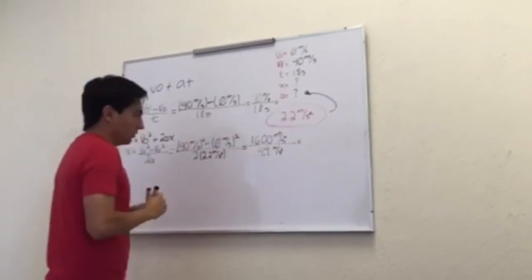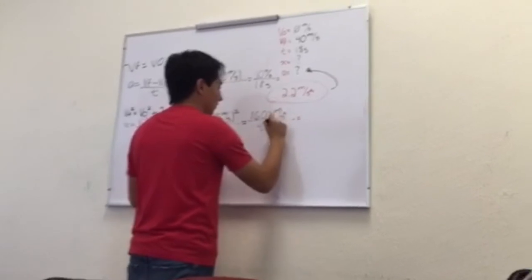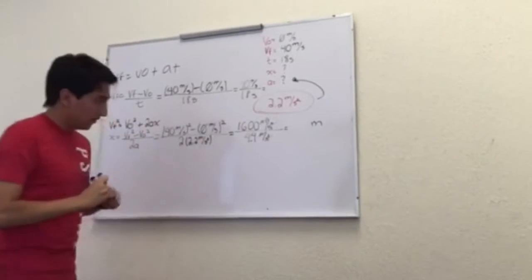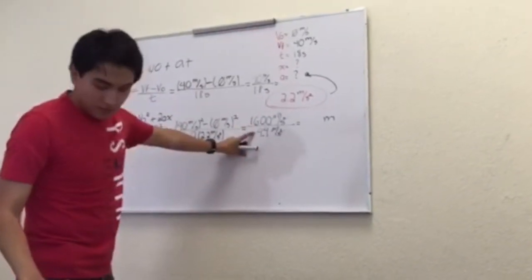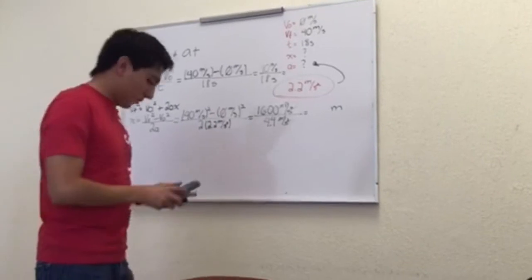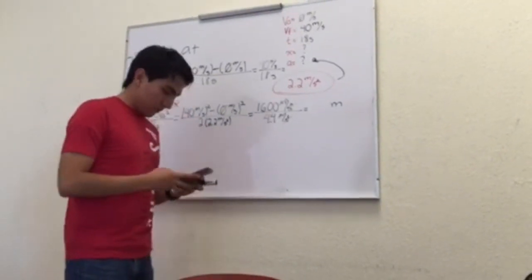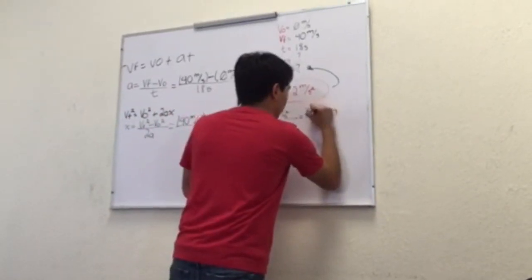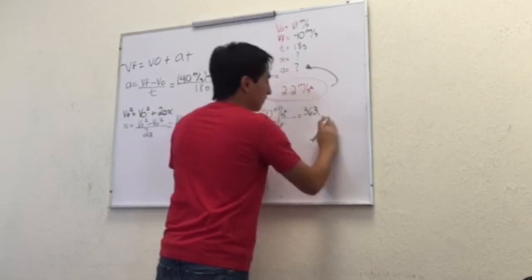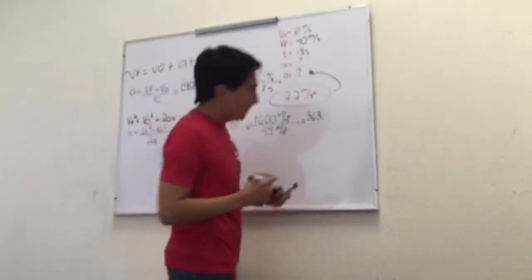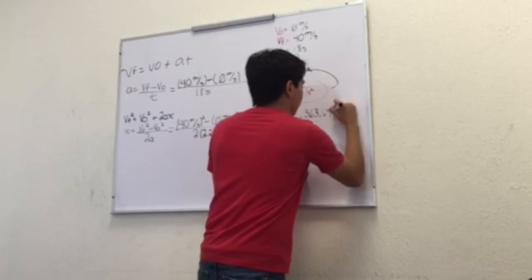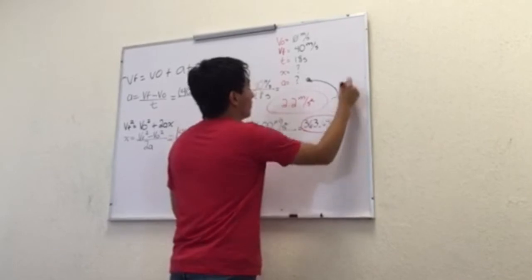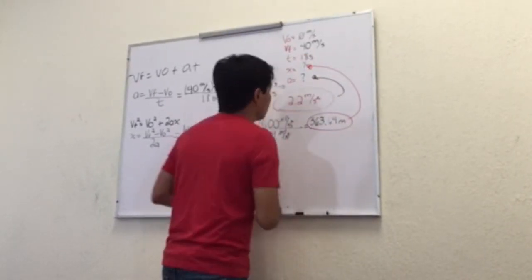Okay, then we are going to cancel. We have seconds squared on both, so we are left with meters. And now 1,600 over 4.4 is 363.64 meters. So this result is the distance.